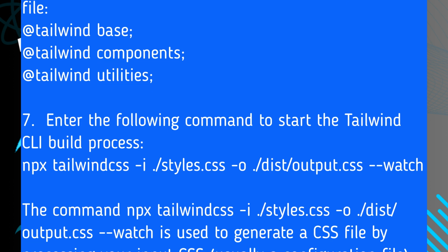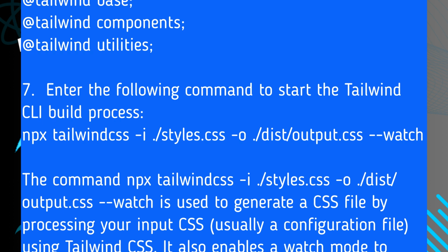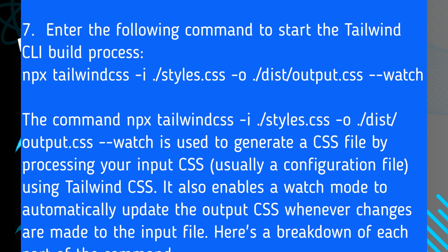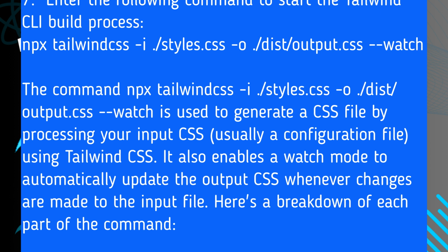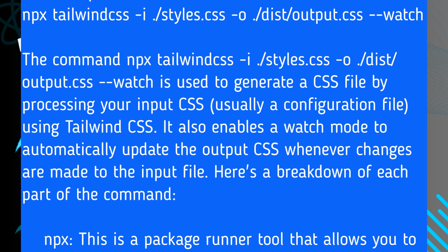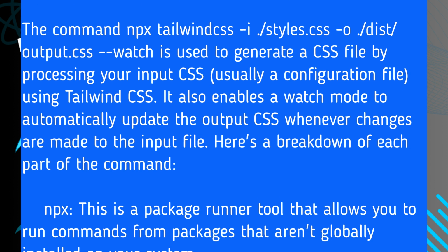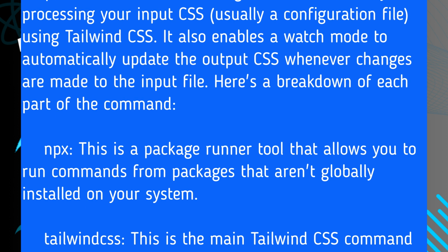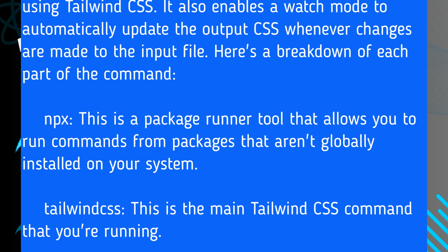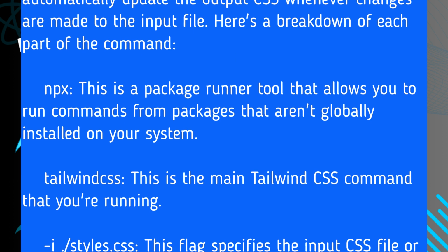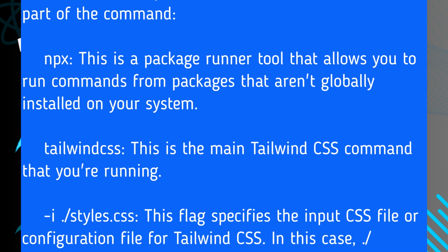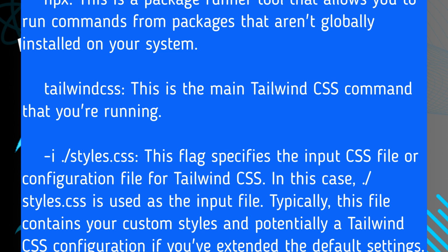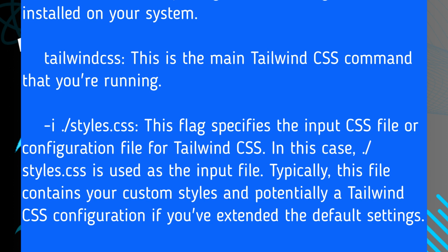The command npx tailwind -i ./styles.css -o ./dist/output.css --watch is used to generate a CSS file by processing your input CSS, usually a configuration file using Tailwind CSS. It also enables a watch mode to automatically update the output CSS whenever changes are made to the input file. Here's a breakdown of each part of the command. npx. This is a package runner tool that allows you to run commands from packages that aren't globally installed on your system. Tailwind. This is the main Tailwind CSS command that you're running. -i. This flag specifies the input CSS file or configuration file for Tailwind CSS.